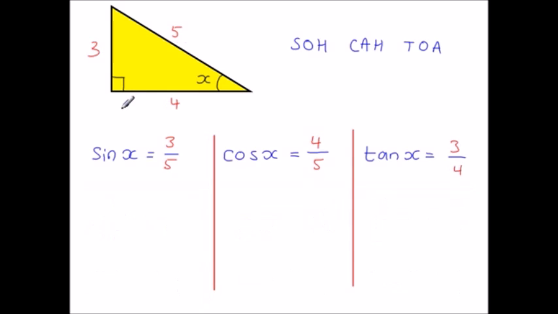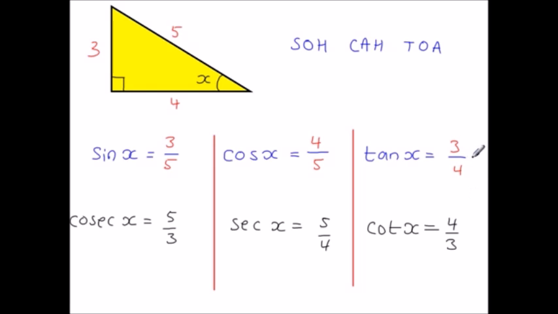So in this example, if we look at the ratios for the reciprocal trig functions, cosec x is equal to, and you have to take the reciprocal of this ratio here, this one's 5 over 4, again taking the reciprocal, and this one will be 4 over 3 from the reciprocal.